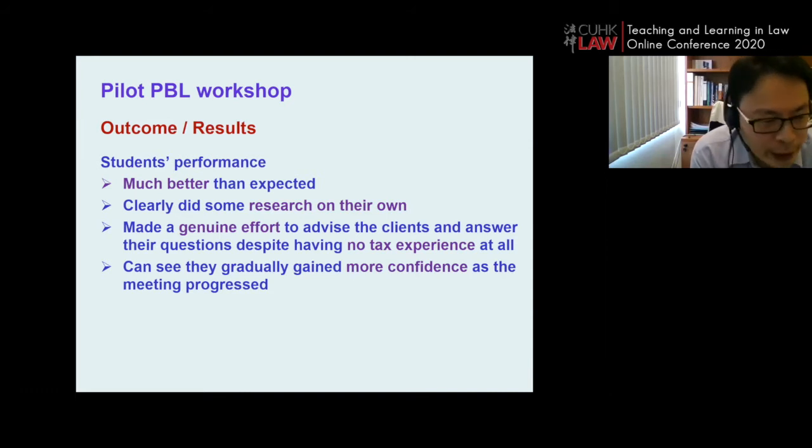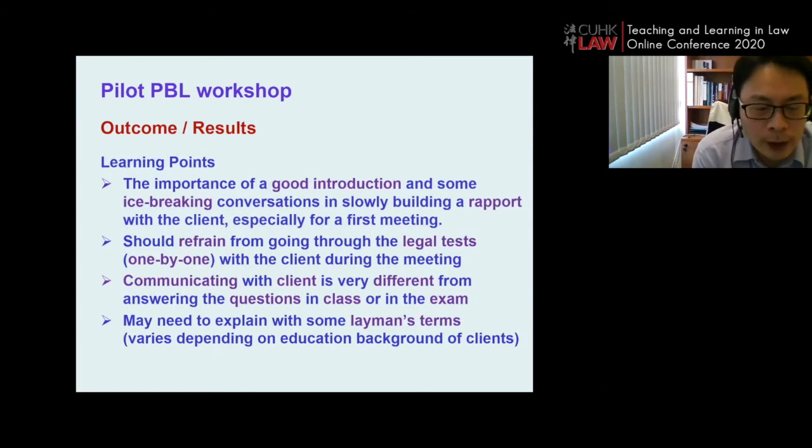Due to the change, all this happened during the exam period. So our class in term 1 was suspended. When they came back, they had makeup classes and exams, and they still took time to prepare and attend on a voluntary basis. So I was really appreciative of that. And we all learned a lot from just this simple pilot workshop.